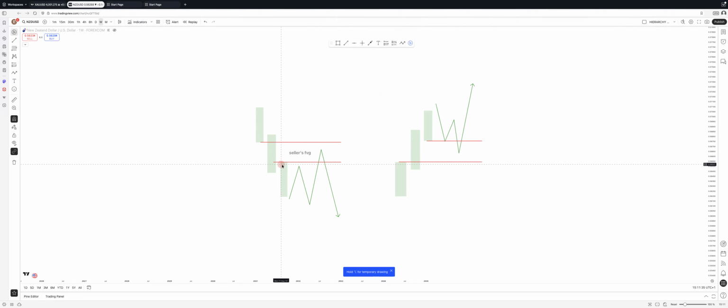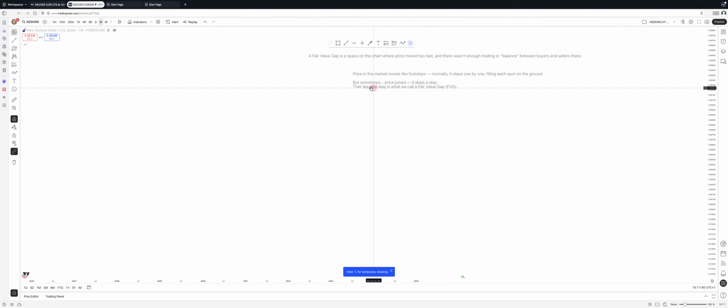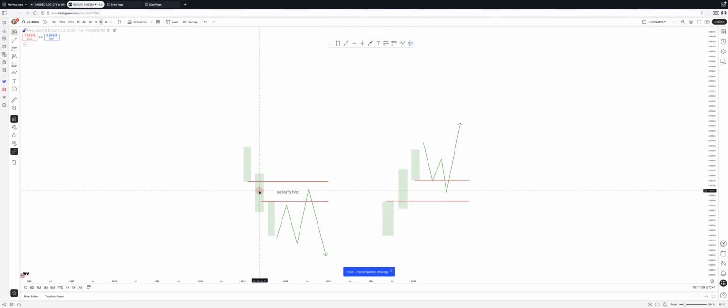price will usually want to come back to fill it because, just like our definition here, it says that the skipped step is what we call a fair value gap. Let me read this over again so that you understand. A fair value gap is a space on charts where price moved too fast and there wasn't enough trading or balance between buyers and sellers. So in this case, sellers dominated this gap here, so we need buyers to go fill it. Price will buy up to that point so that they can sell from there. That's what fair value gap means majorly.